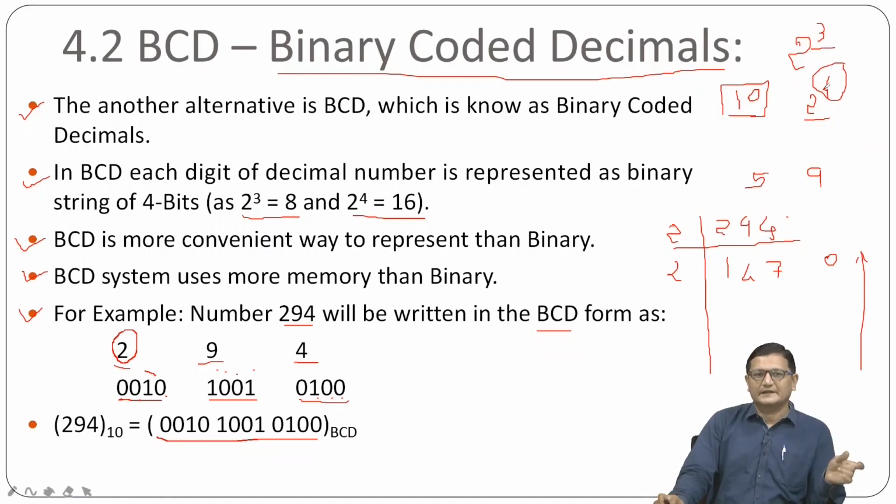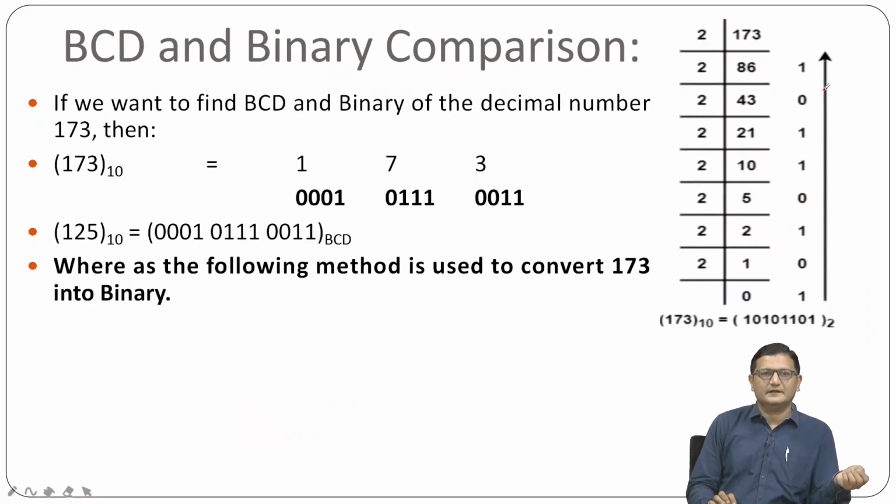But you know, in the case of BCD, we are using more bits, and obviously if you are using more bits you need more memory, right? So obviously BCD uses more memory than binary, but it is much more convenient, right? And that's why in our computer engineering and computer science stream, BCD is used.